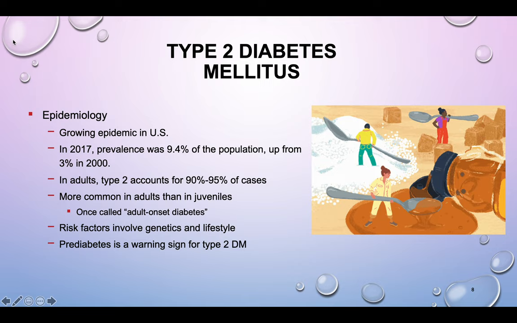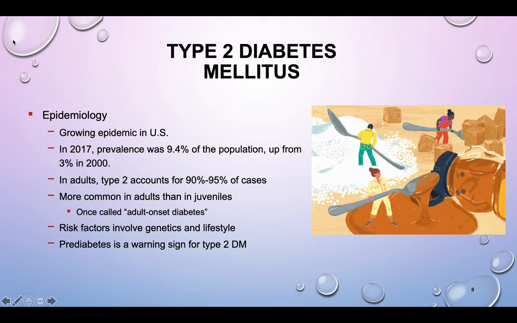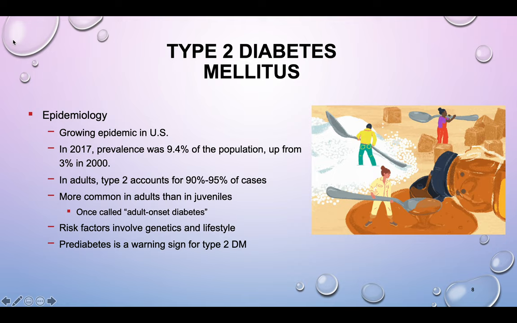Okay, so in 2017, it says the prevalence was 9.4% of the population, up 3% from 2000. We did say type 2 is 90-95% of the cases, more common in adults than in juveniles. Risk factors involve genetics and lifestyle, and that's kind of the difference here. There are some things you can change. And then prediabetes is a warning sign for type 2. It's coming. It's now the 7th leading cause of death in the United States.